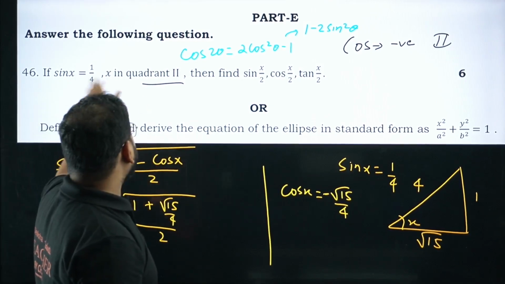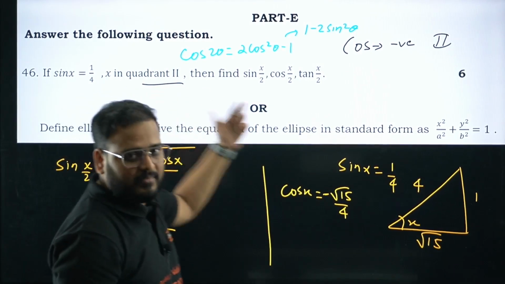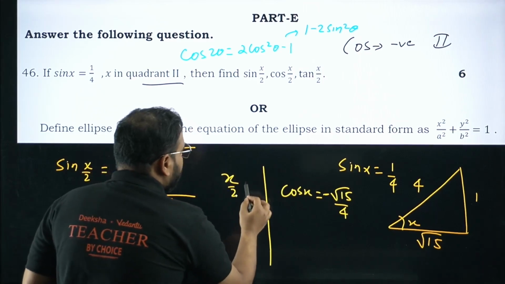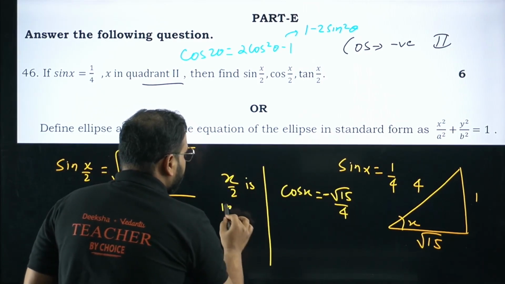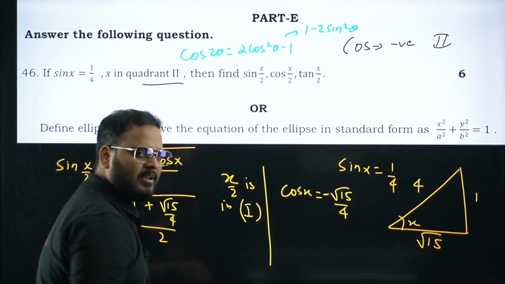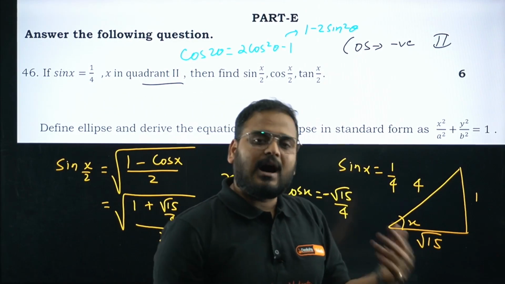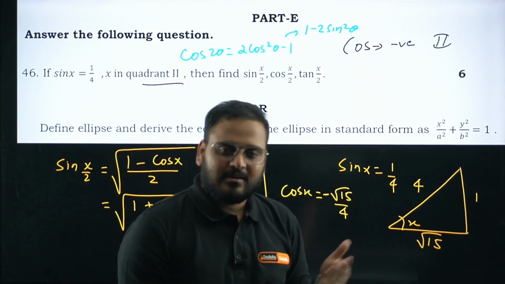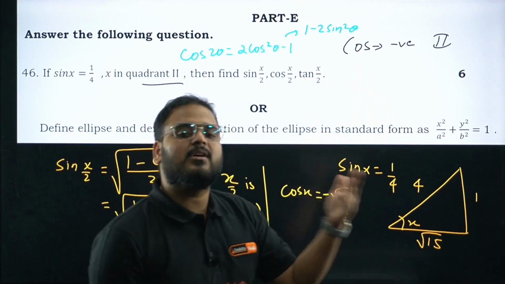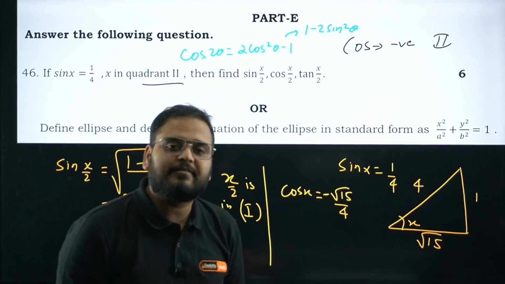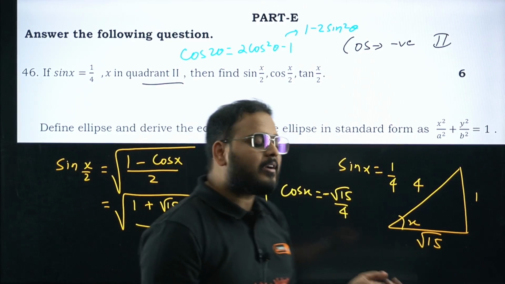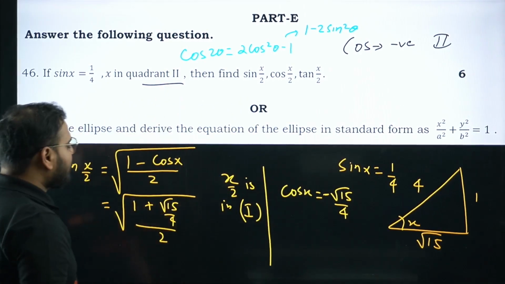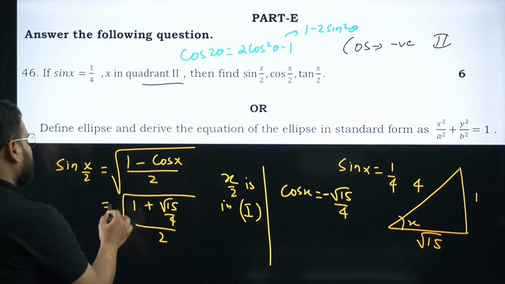So this angle x is in first quadrant, so second quadrant, right? The angle x is in second quadrant. So x by 2 is in first quadrant. Let's take an angle 120 degree. Half of that is 60 degree, first quadrant. Take an angle 170 degree, half of that is 85, so again it will be in first quadrant. So any angle x which is in second quadrant, x by 2 will be in first quadrant, and in the first quadrant all are positive, so sin is positive only.